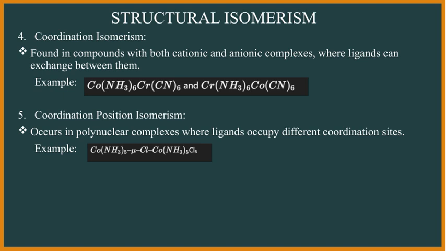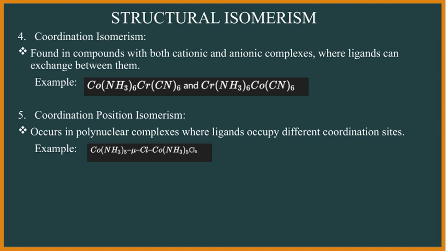Next, we have coordination position isomerism. This is particularly relevant in polynuclear complexes, where multiple metal centers are involved. Here, the ligands occupy different coordination sites around the metal centers. So even if the ligands are the same, their positions in the structure change, leading to different isomers.